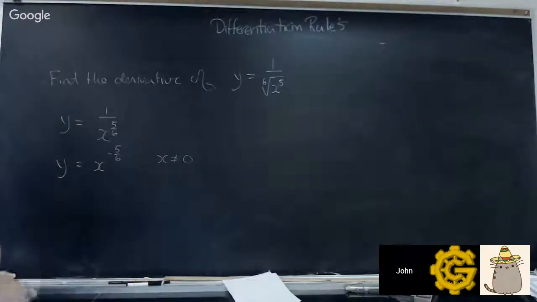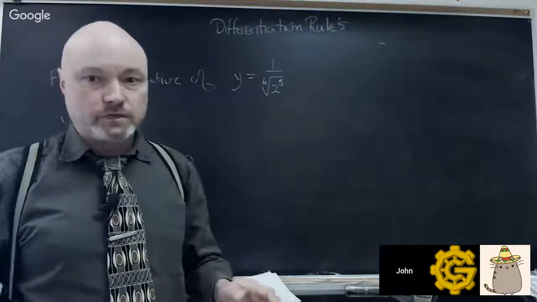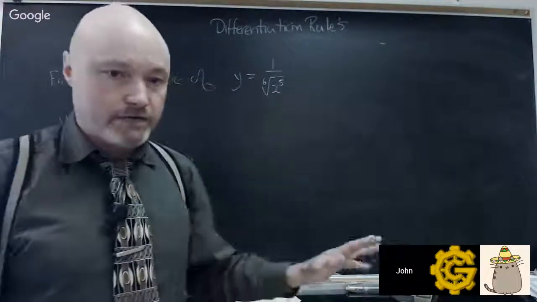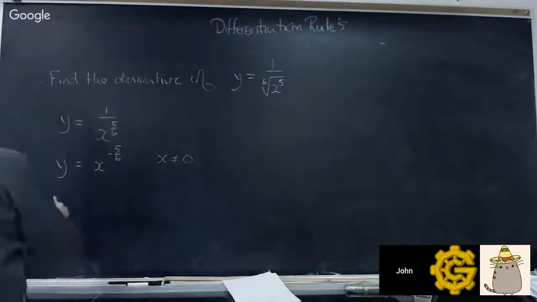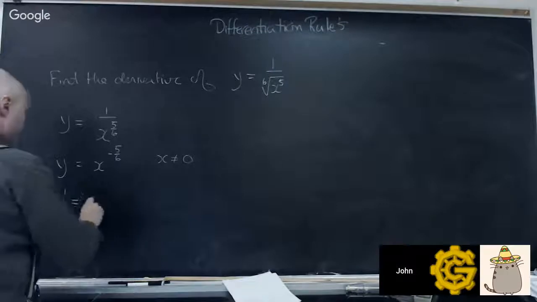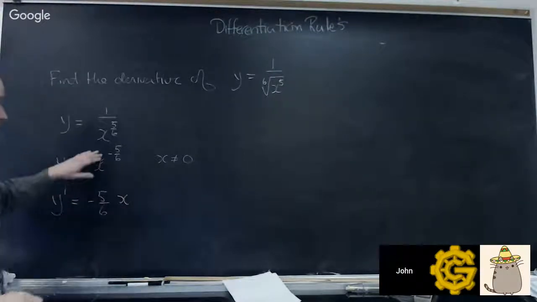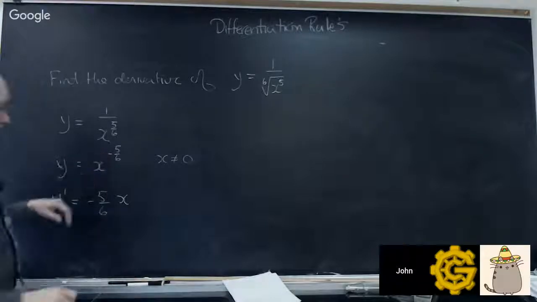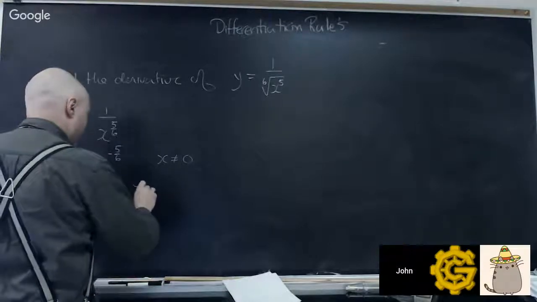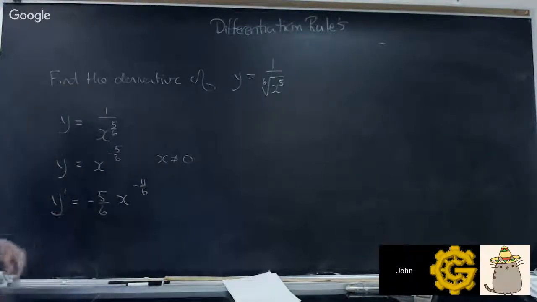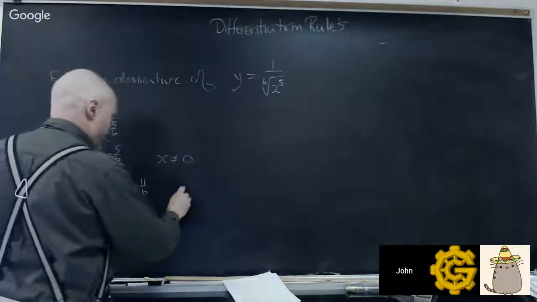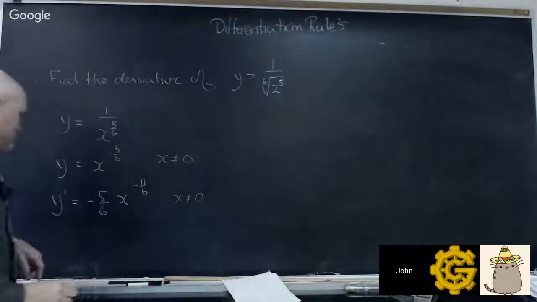And now I'm going to just take my derivative. I'm not going to worry about it being a negative fraction or anything. Y prime is equal to negative 5/6 x, and negative 5/6 minus 1 is negative 11/6. So I just use my power rule. And x can't be equal to 0. All right.